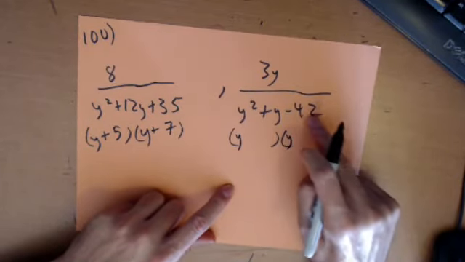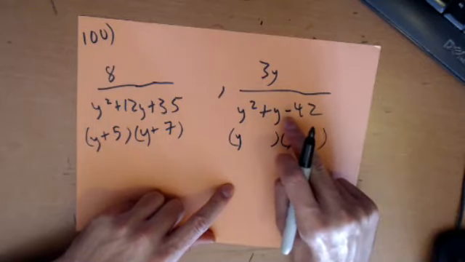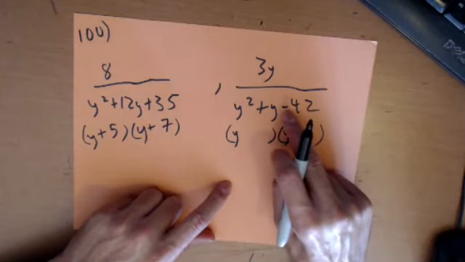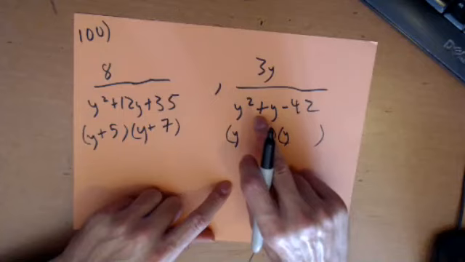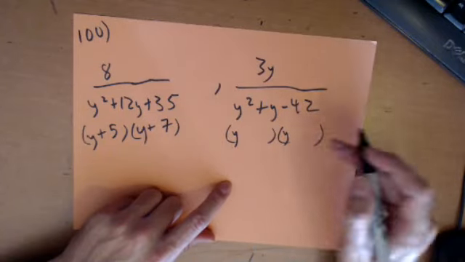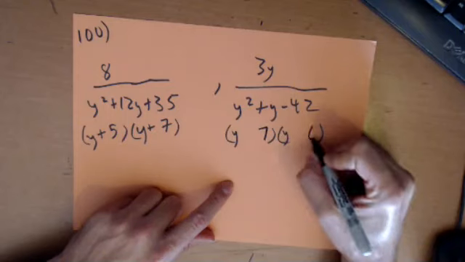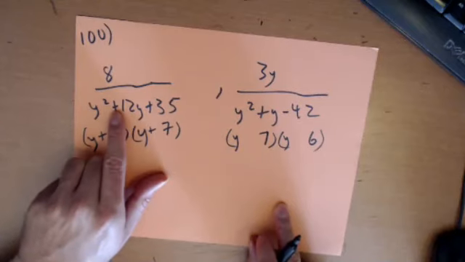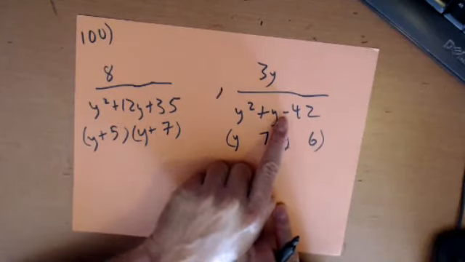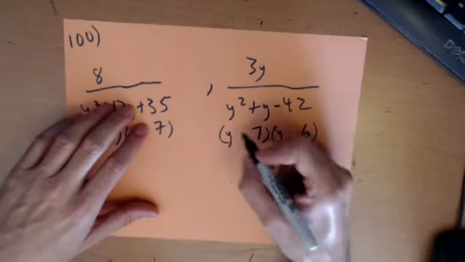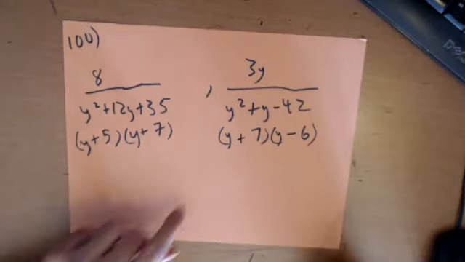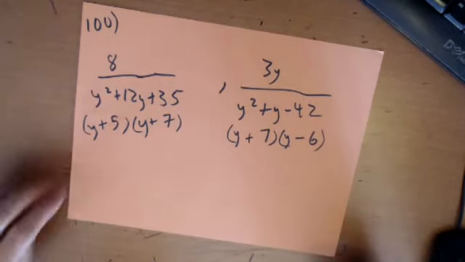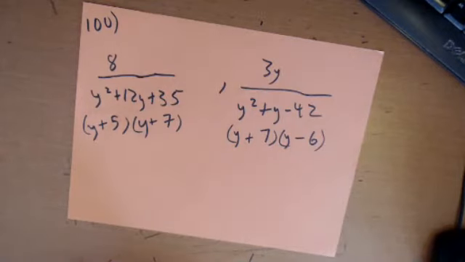And then what times what is 42? Oh, but there's a minus sign, but their difference is 1. So basically, the minus sign means the signs are different, and the bigger guy gets the positive. So 7 times 6. Signs are different, and the bigger guy is positive. The bigger guy is 7. Positive 7, minus 6. Double check: negative 6, positive 7 is 1. Multiply, negative 42. Aha. Okay. So far, everything's mellow.